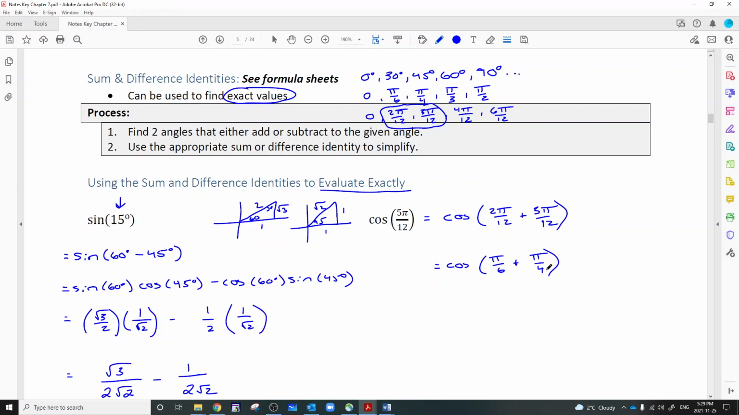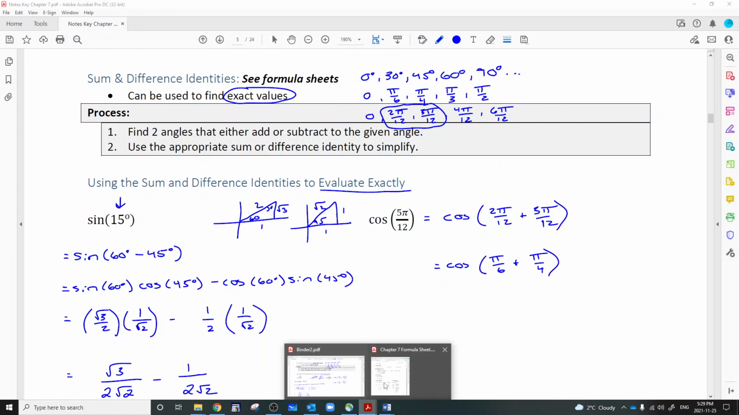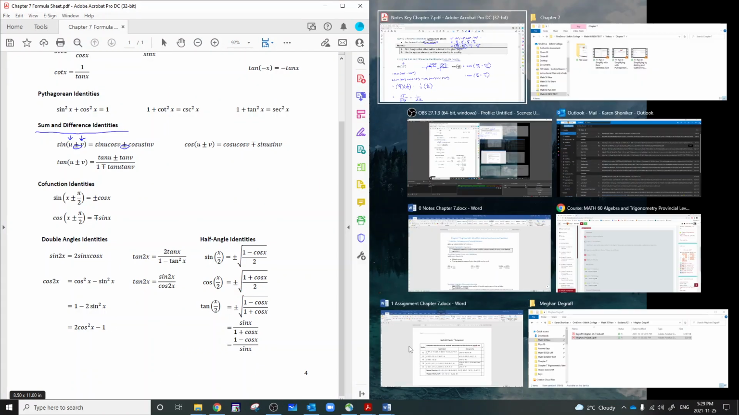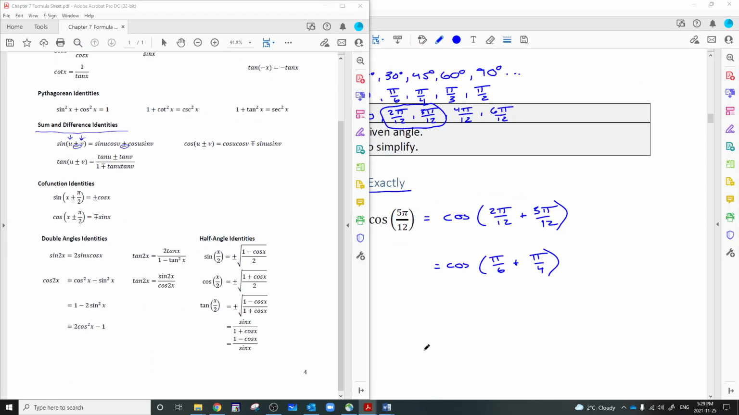Okay, then I go back to my trusty formula sheet, which I'm just going to move to the other side of the page. Now I'm talking about the cos identity, so I'm going to look at this one. It's the cos addition identity. So the cos of an angle plus another angle is equal to the cos of the first angle times the cos of the second angle.